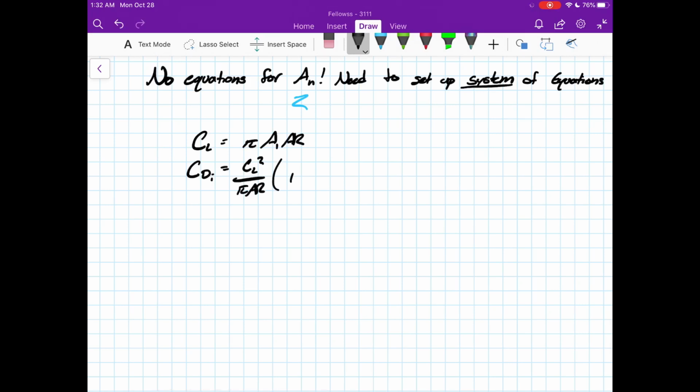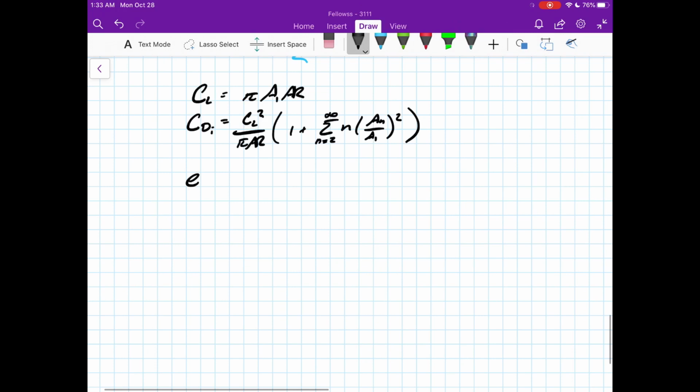pi AR times 1 plus the sum from n equals 2 to infinity of n AN over A1 squared. Then we also have our efficiency factor, which is 1 over 1 plus delta squared, all in the denominator. This term right here is delta. Right. This gives us some more information.